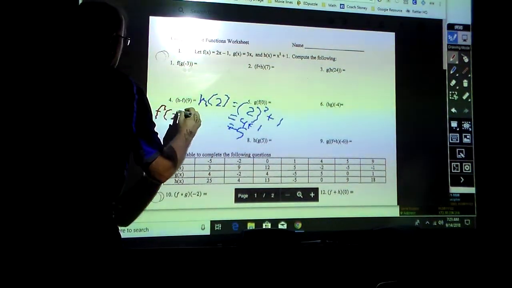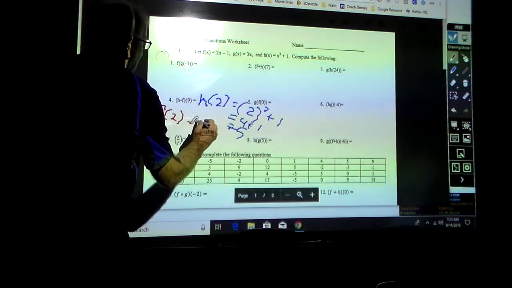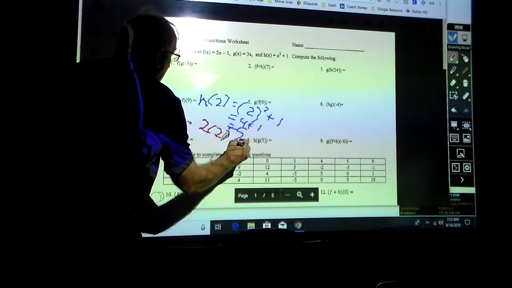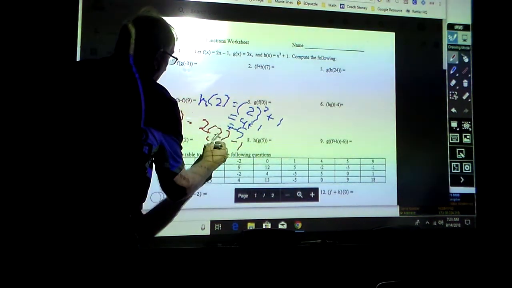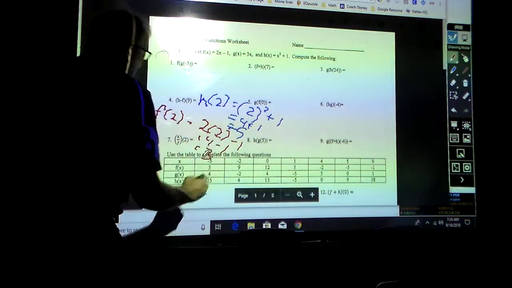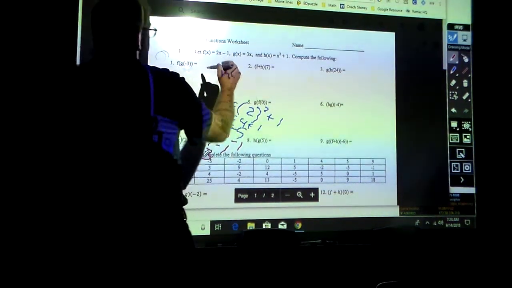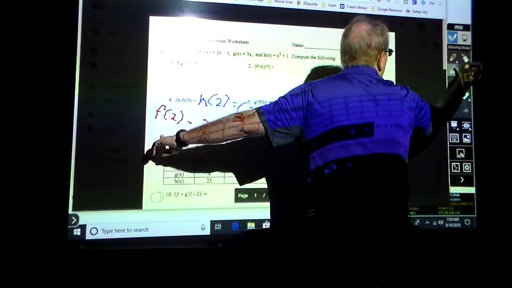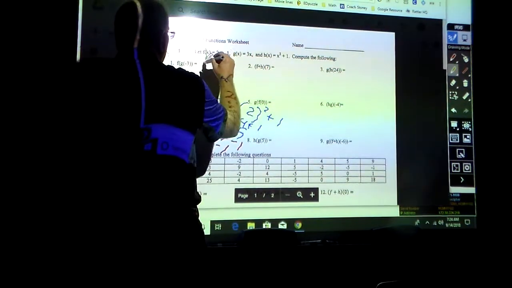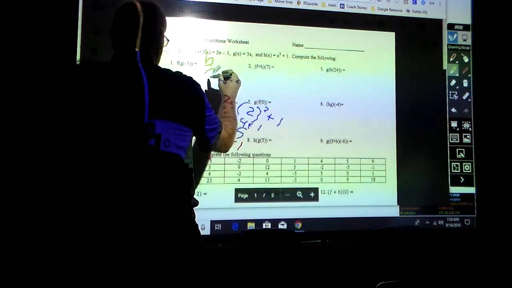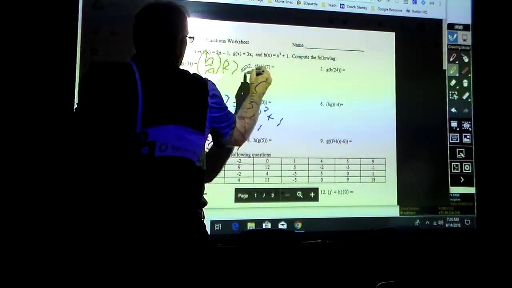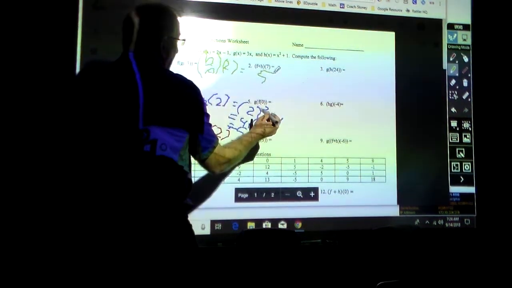Well, f of 2 will be 2 times 2 minus 1. Well, that will be 4 minus 1, which makes what? 3. So here's what we have. Let's put this even in a different color. So here's what we have. h of f of 2 is equal to this here. It's equal to the 5 from the blue.